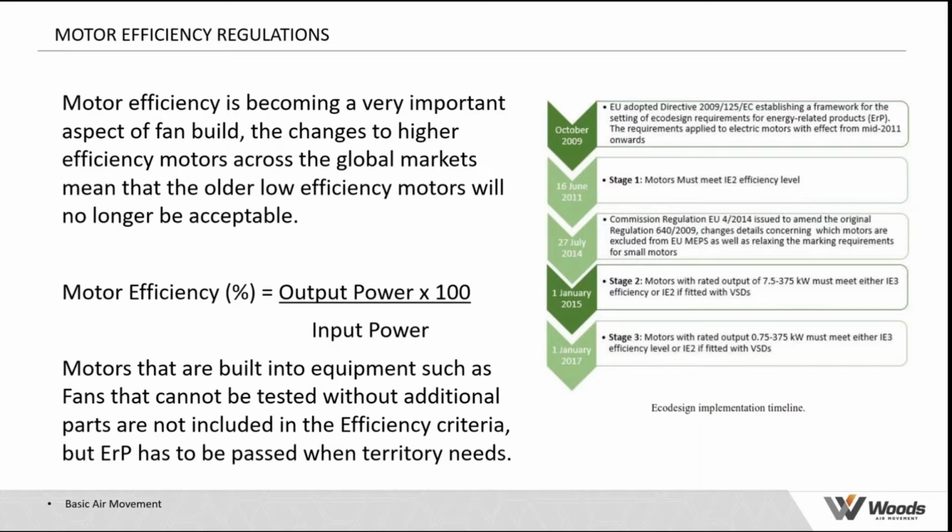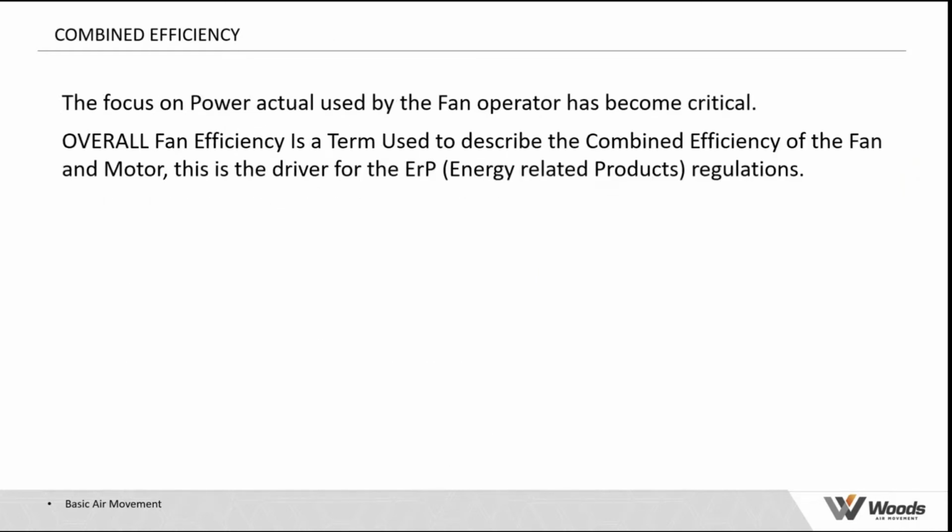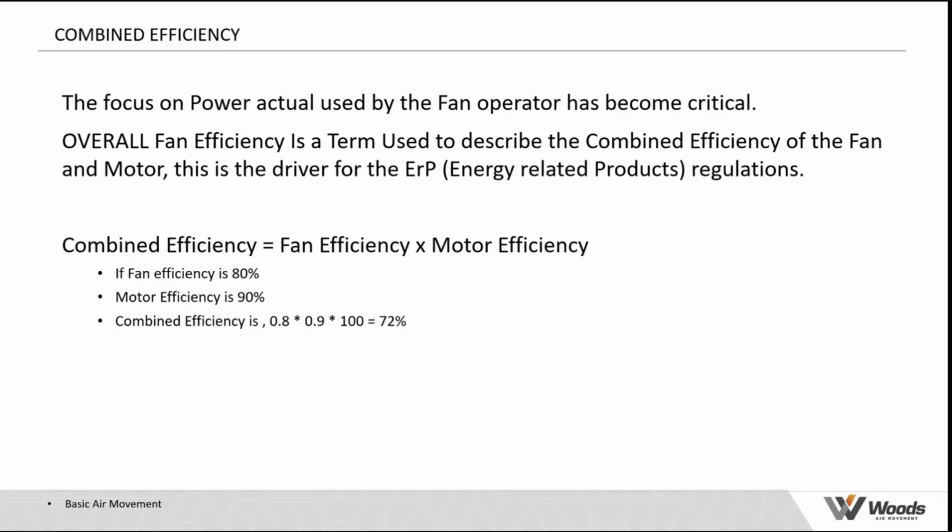But what it doesn't change is the fact that we have to build our fans to meet the legal energy related product requirements. So the efficiency level of the overall unit has to meet that, whether it's an integrated fan motor or a standard motor. Because when we talk about the ERP, we're talking about combined efficiencies. So this is a way of being able to drive down energy consumption globally.